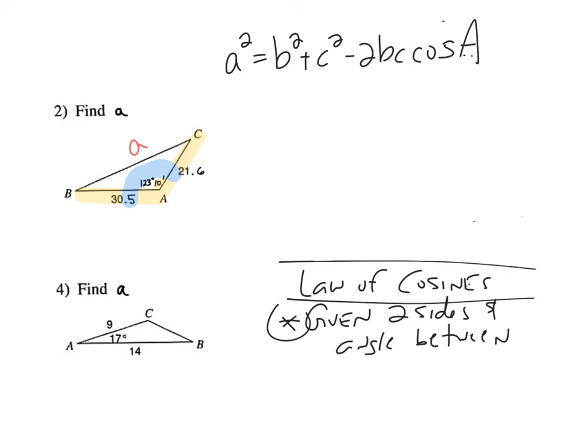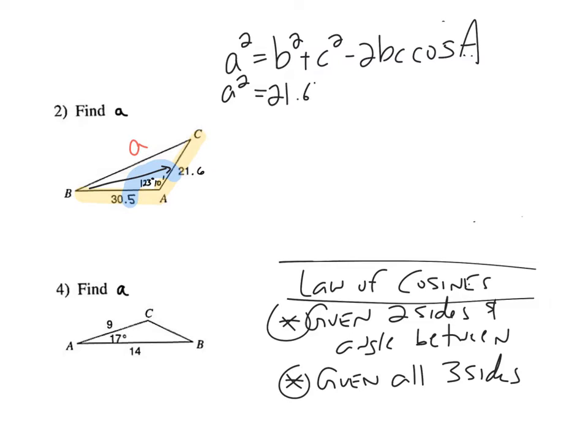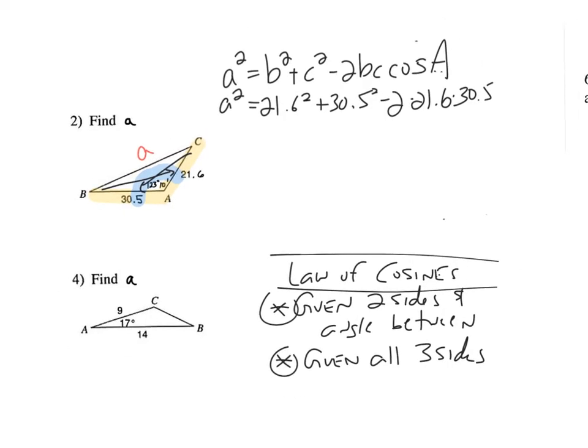There's another case for when you use the law of cosines. That's when you're given all three sides, and that law of cosines looks a little bit different, so we'll get to that if it applies. So here we're going to have a squared equals b squared, so that's 21.6 squared, plus c squared, that's 30.5 squared, minus 2 times b times c, 2 times 21.6 times 30.5, times the cosine of angle A, and here angle A is 123 degrees and 10 minutes.